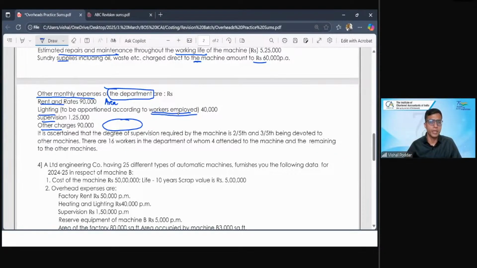Let's see if some data is given. Now, it is ascertained that the degree of supervision required for the machine is 250. Okay. So for supervision, you have to take 250 because that is specifically given. There are 16 workers in the department, of which 4 workers are for this machine and the remaining are for the other machines. So for workers, you have got the worker ratio.